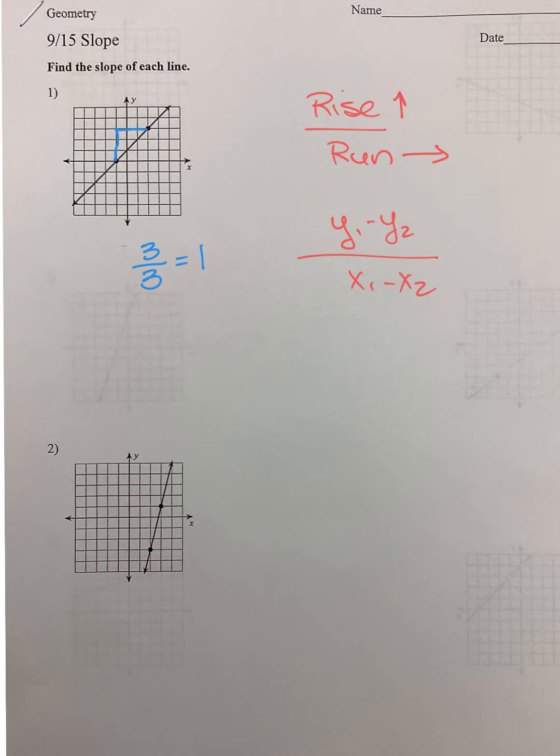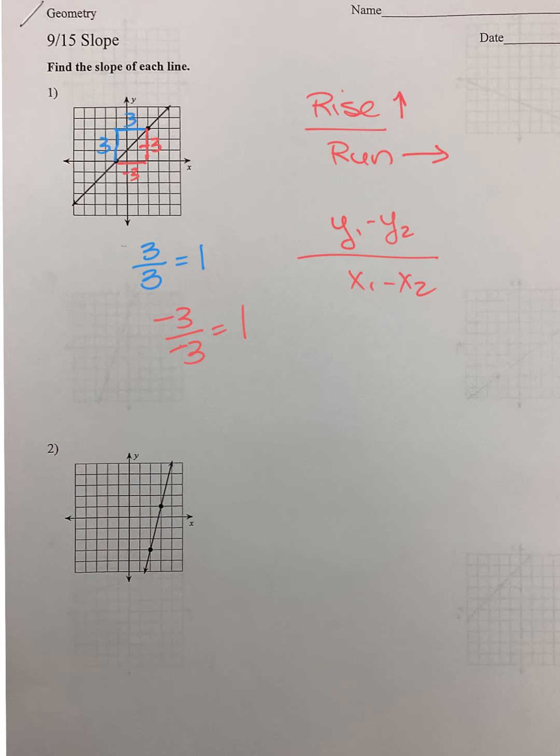All right. So I could also go this way. If I go down 3 and left 3, you're actually going negative 3. Anything down and anything left is negative, which would have been negative 3 over negative 3, which is still 1. The answer is the same. It's just the signs that are different.